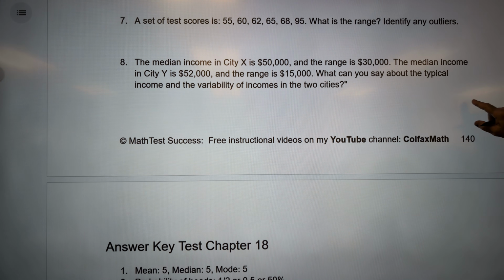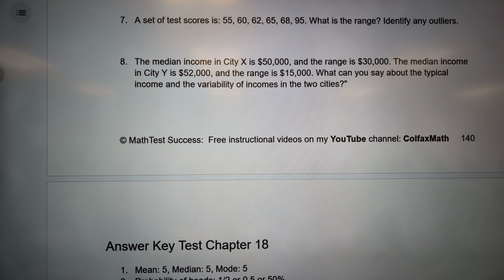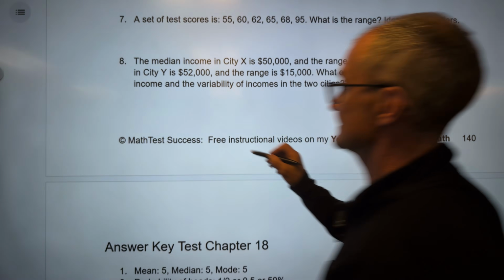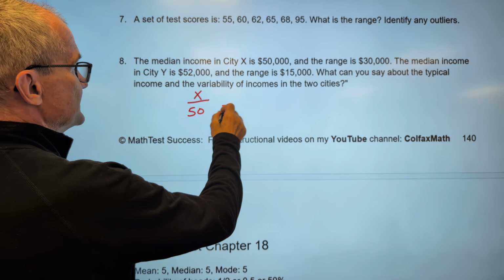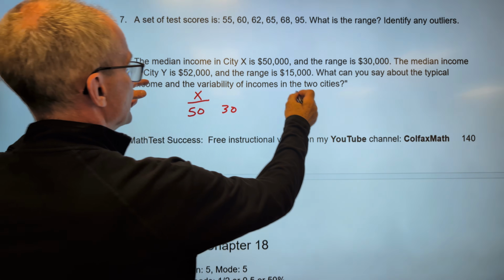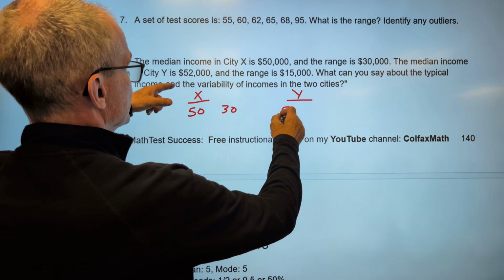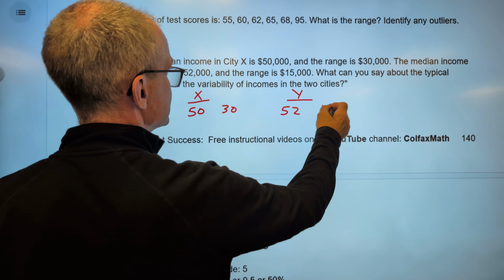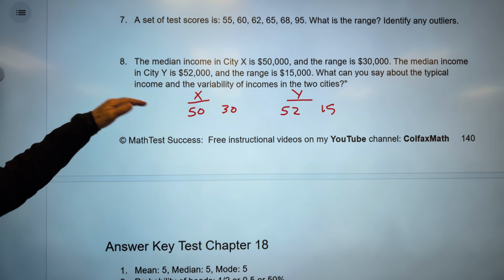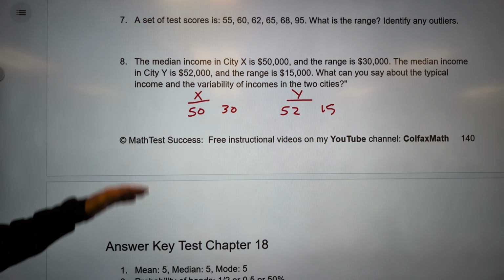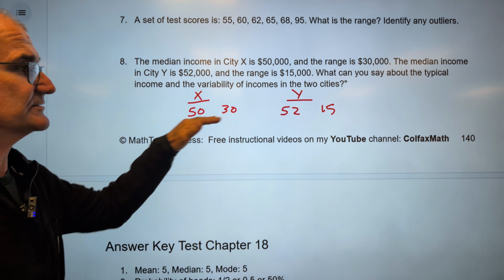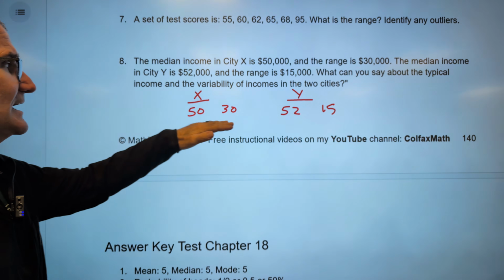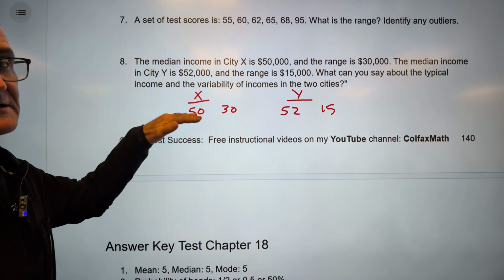Number 8, the median income in a city is 50,000 and the range is 30,000. So I have two cities here, city X, where my median is 50,000 with a range of 30. And then I have a second city, Y, where the median is 52,000 and the range is 15. What can you say about the income and variability of income in those two cities? The average income is a little higher in city Y than it is in city X because the median is higher. However, there's a lot more variability in city X.